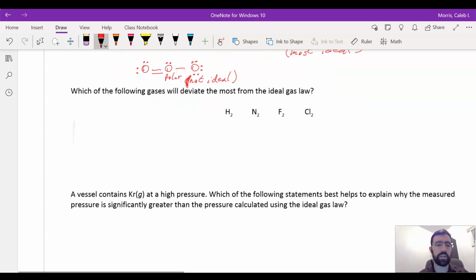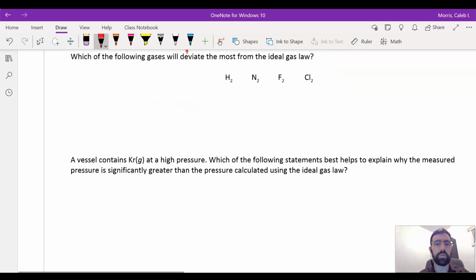All right, which of the following gases will deviate the most from the ideal gas law? Deviating the most means that it needs to be the least ideal. So if it says deviate the most from the ideal gas law, what we're looking for is the least ideal.